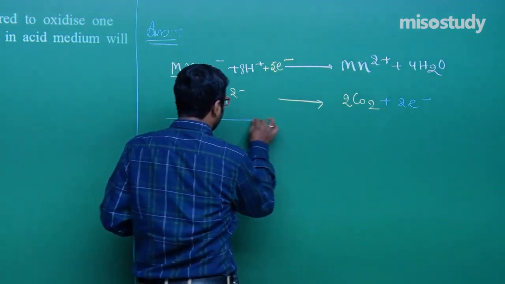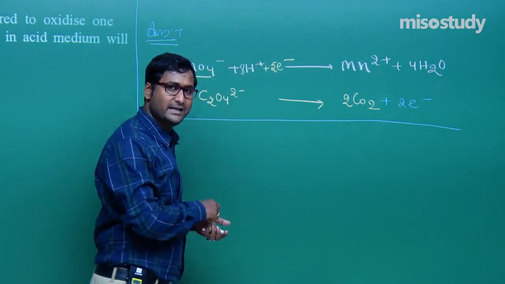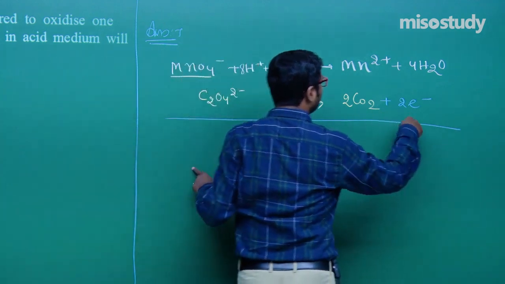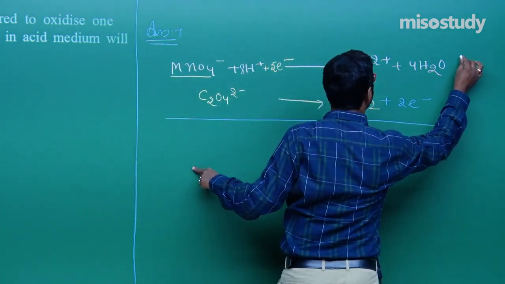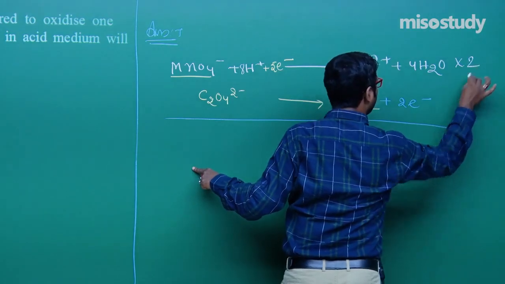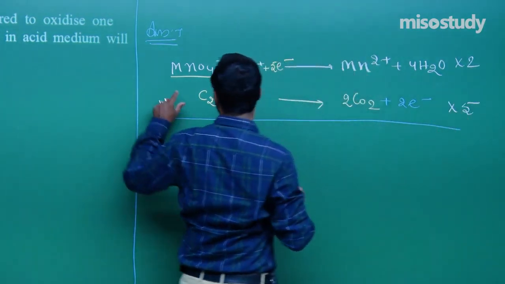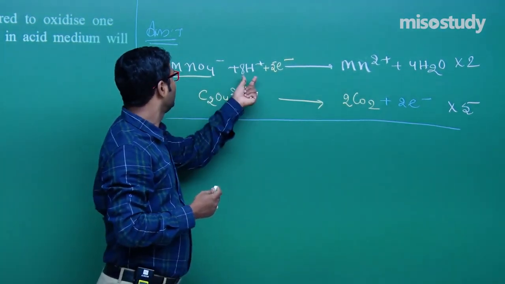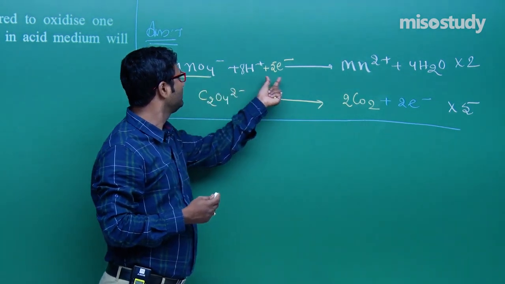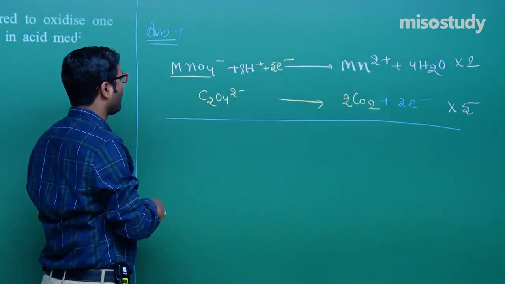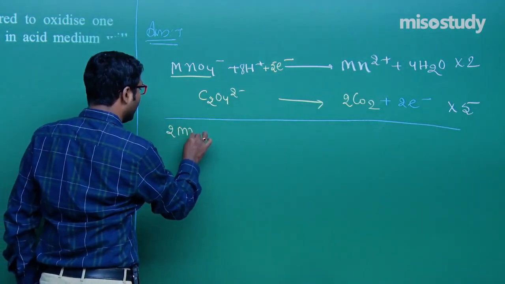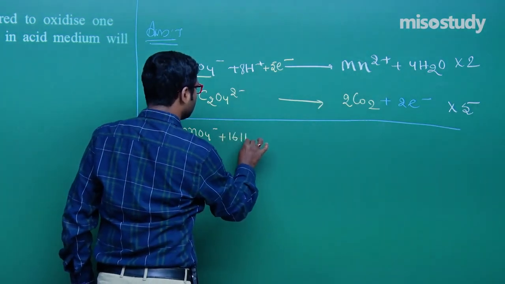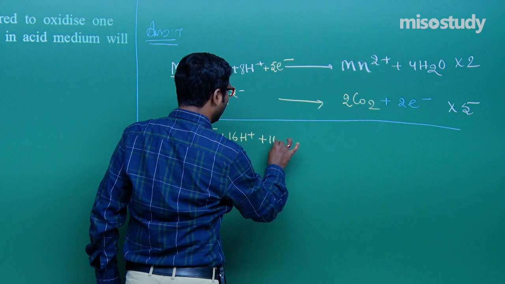Now after adding we will get the complete equation. Now how to balance the charge here? That is 5 and 2, so multiply here with 2 and multiply here with 5. Look at the balancing. Now that is 2MnO4 minus, then 16H plus, that is 10 electrons.